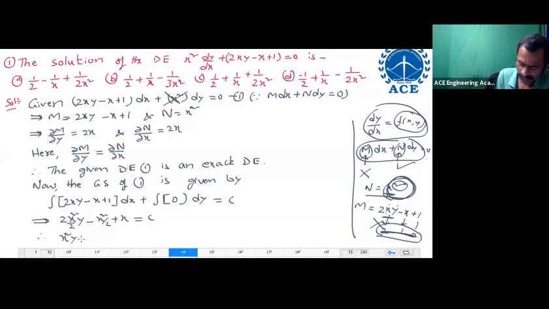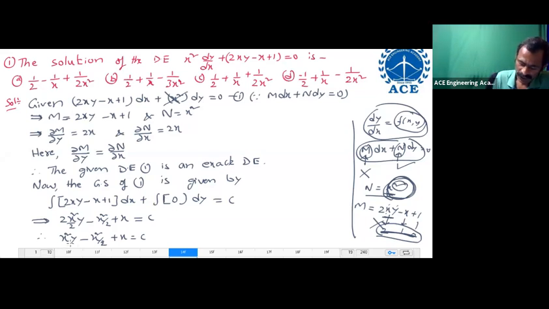Therefore, x square y minus x square by 2 plus x equal to c is a general solution. But this solution was not given in the options. It is a general solution because of the arbitrary constant c. In every option, a particular solution was given, that too in the form y equal to some function of x.